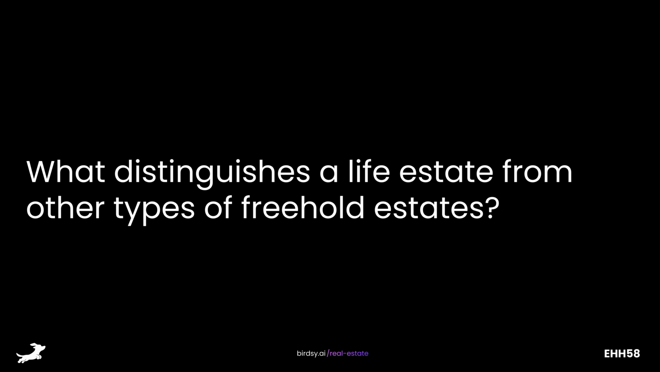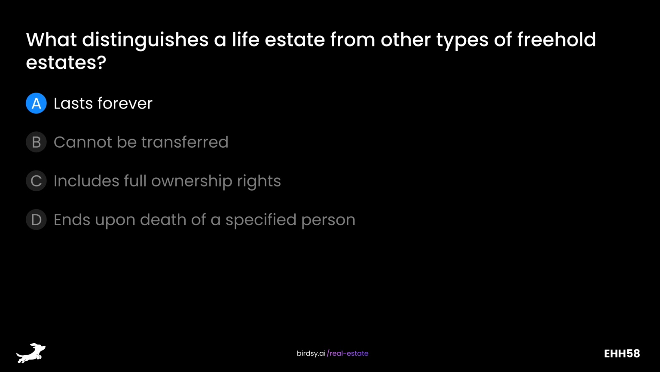What distinguishes a life estate from other types of freehold estates? Is it A, lasts forever, B, cannot be transferred, C, includes full ownership rights, or D, ends upon death of a specified person?